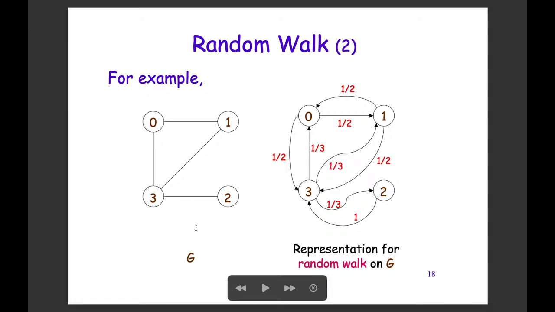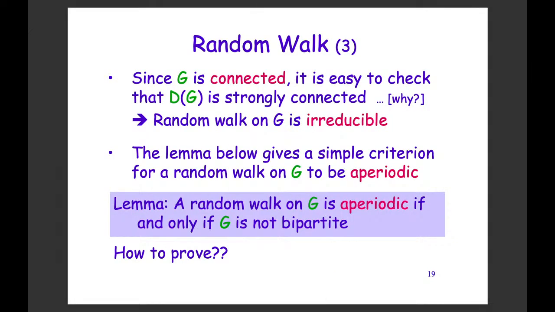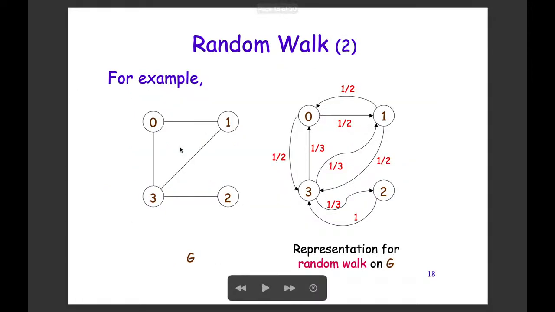Okay. So here, because the original graph G is assumed to be connected, that means that the corresponding Markov chain here must be irreducible. It must be strongly connected. Right? Easy. Because there is a way to travel from any node here to any node here by following the undirected edges. So in the corresponding graph, there must be a way to travel from any node to any other node using the directed edges.